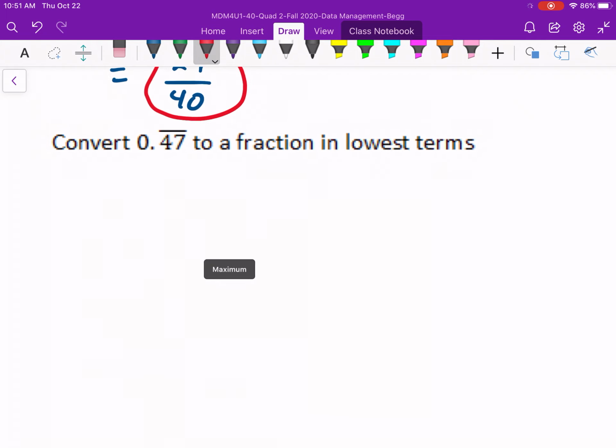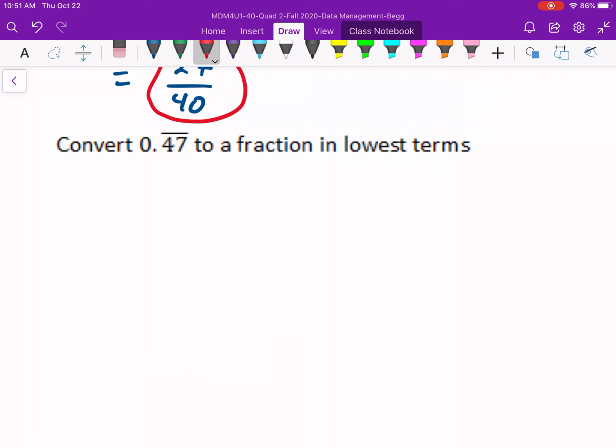When we have to convert a repeating decimal to a fraction, that's a little trickier. So what this means here is that we've got 0.47. That line over the 47 means that we're repeating those two digits forever. It just keeps going.